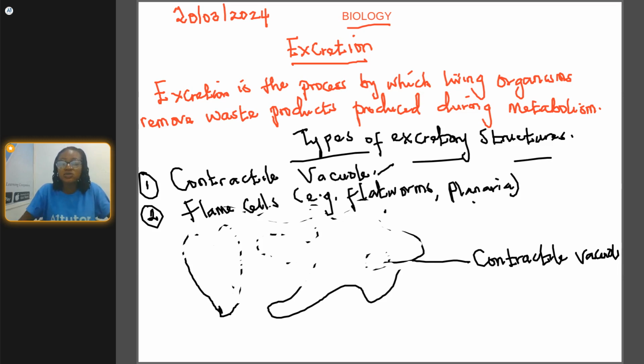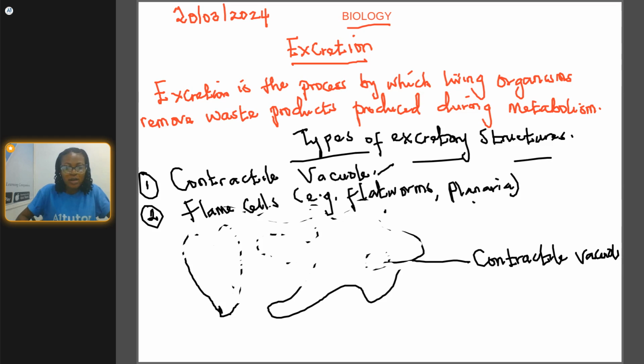So it is the excretory structure of flatworms and planaria. It functions in the same way; it helps to remove metabolic waste. All you just need to note is the different structures of the different organisms. That is the major thing you need to know, and then their excretory products. So you need to take note of those things.